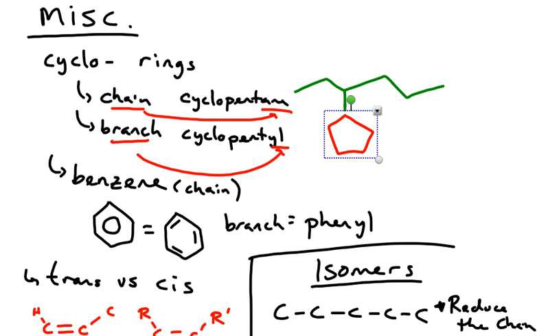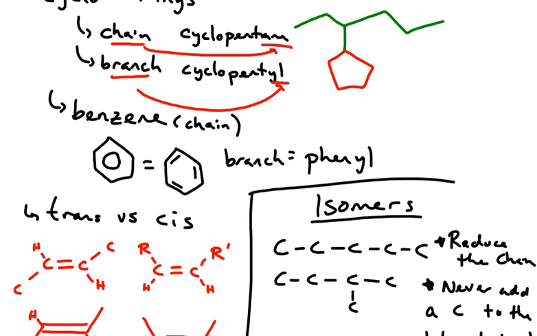Well, that would just be a cyclopentyl. If you feel like, wait, that looks like a branch, a branch would have a -yl at the end. The big one, though, for you is the benzene. Benzene by itself is a chain. Benzene either is a circle or the three bonds. I like the three bonds. It's fine, whatever you want to do.